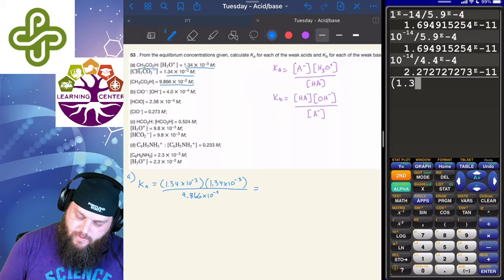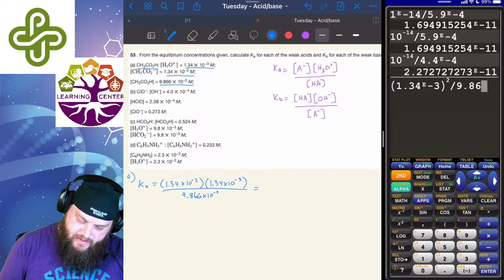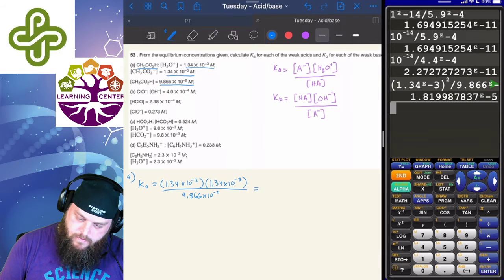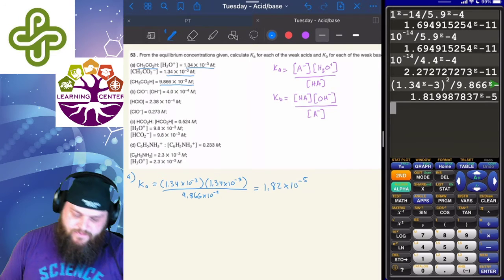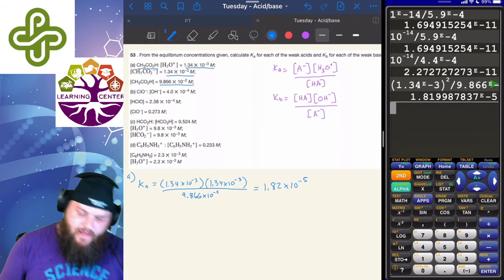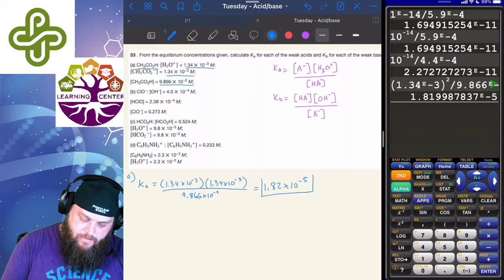So in this case, I have 1.34 times 10 to the negative 3. I'm going to go ahead and square that because I'm multiplying it by itself and then dividing by 9.866 times 10 to the negative 2. That's going to equal 1.82 times 10 to the negative 5. And that's going to be my Ka value for part A.